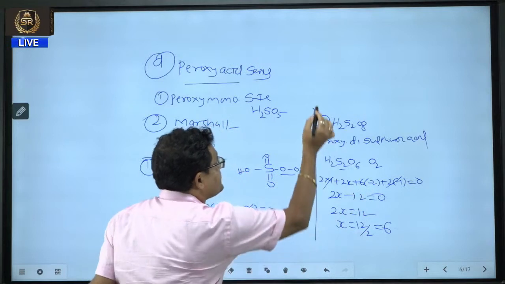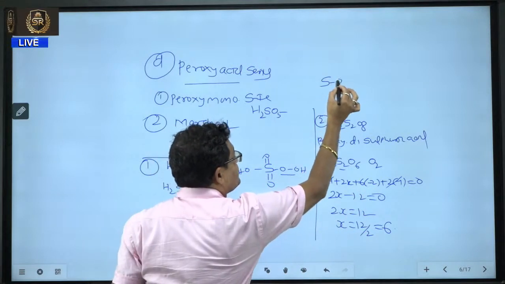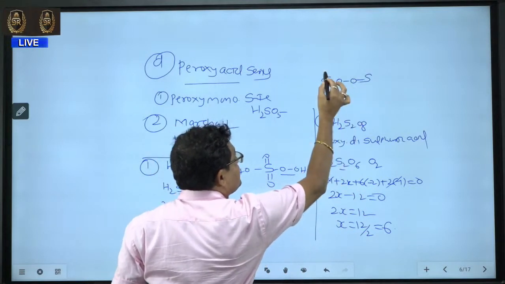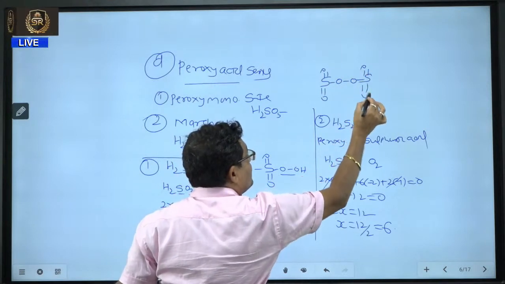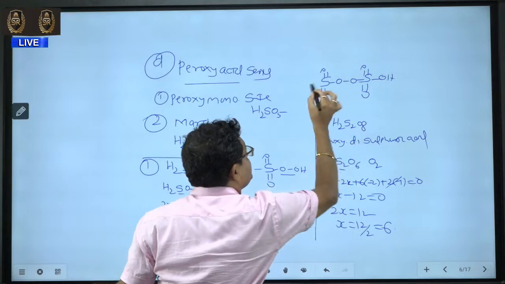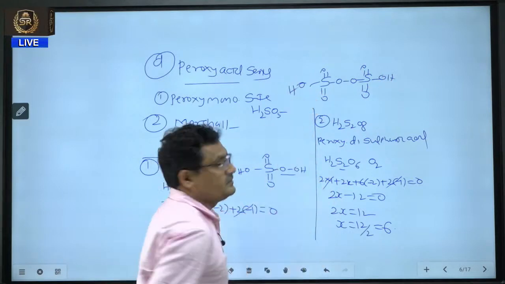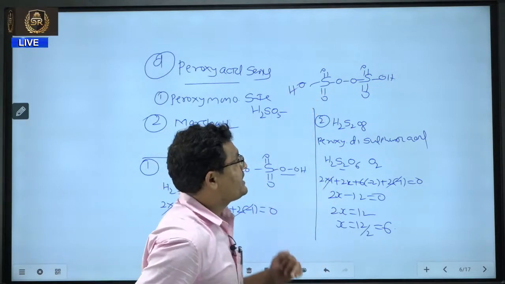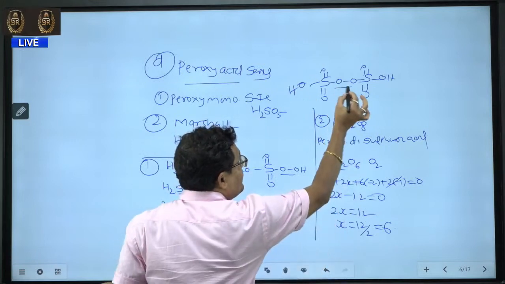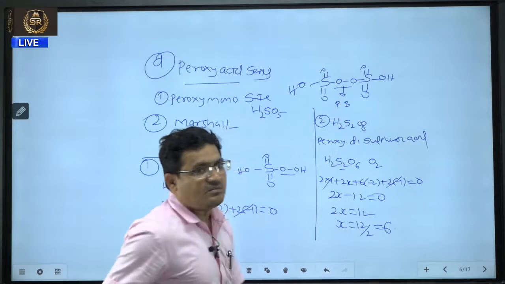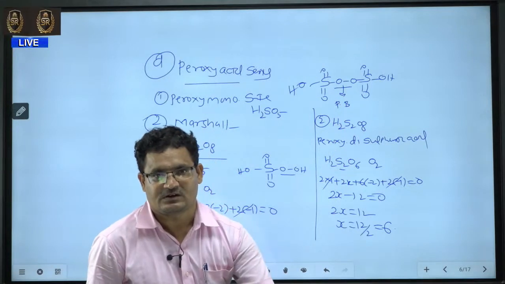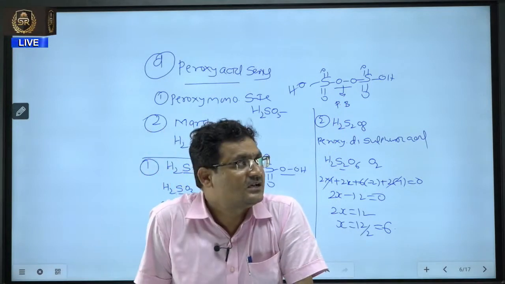So how to draw the structure of this one? Yes, oxygen, oxygen, double bond O, double bond O, double bond O, double bond O, OH, OH. Okay, this is the peroxy bond. Now the peroxy bond oxidation state is -1.